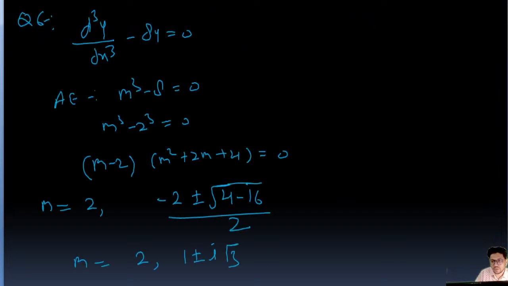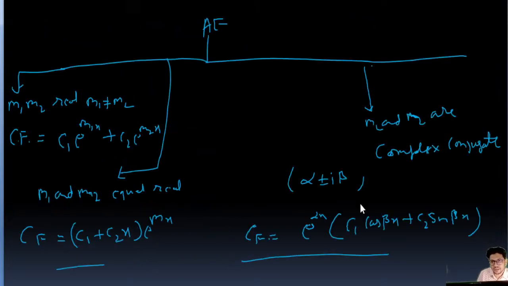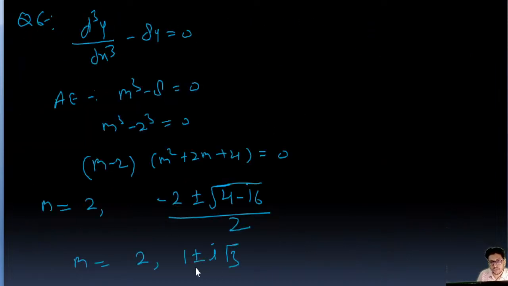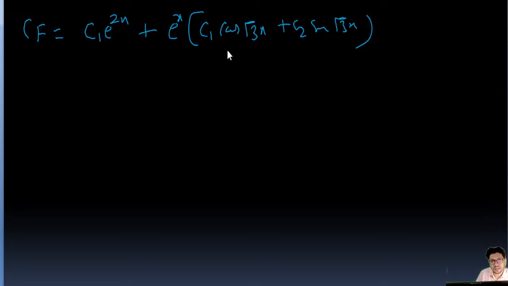Okay, this one we have used: e to the power alpha x times C1 cos beta x plus C2 sin beta x. Here the alpha value is 1 and the beta value is root 3. So this is e to the power x times C1 cos root 3x plus C2 sin root 3x. Very simple, but very important, guys.